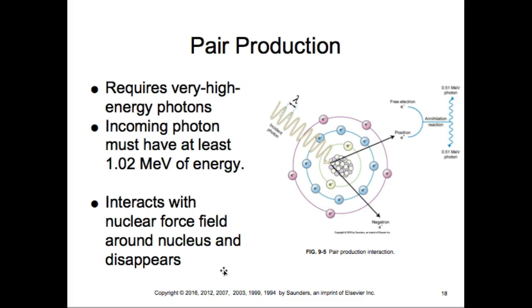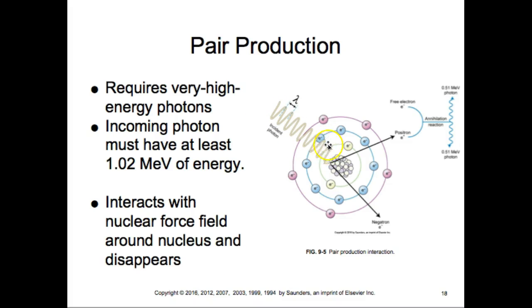Okay, so pair production. It's very high keV. So actually it's in MeV, which is mega electron volts of energy. In order for pair production to take place, you have to have 1.02 MeV of energy. So it interacts with the nuclear force field around the nucleus. It comes in really high energy.